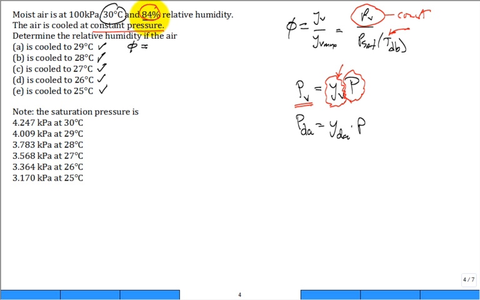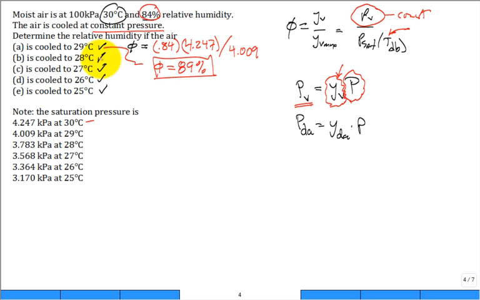I have to calculate, it's going to be 0.84 times 30, so it'll be 4.247 kilopascal. And then at 29, I divide by 4.009. And a number of you made that calculation for part A correctly. And the relative humidity at part A when it's cooled to 29 is 88.9. Yeah, okay, so right, let's put 89%.